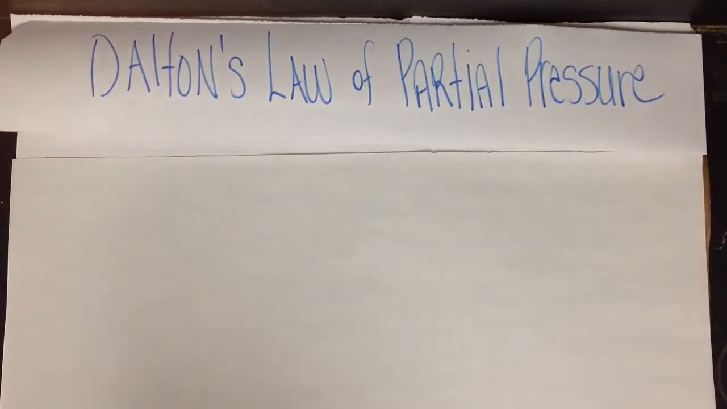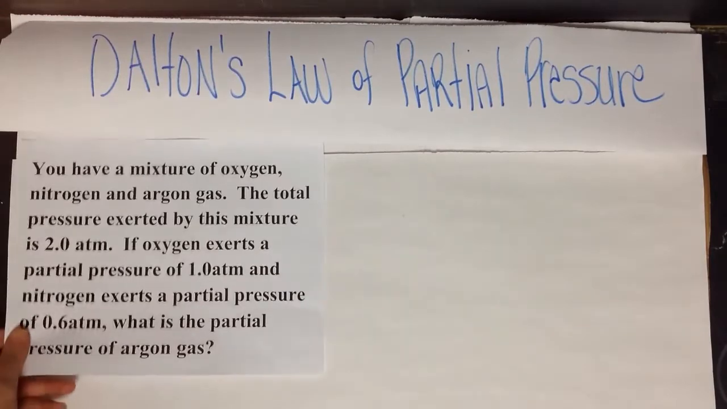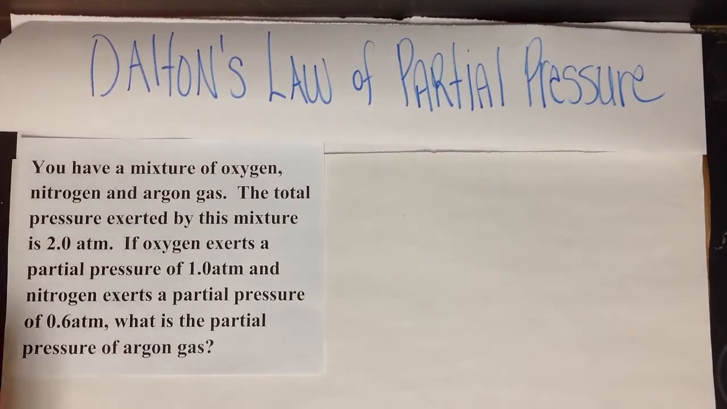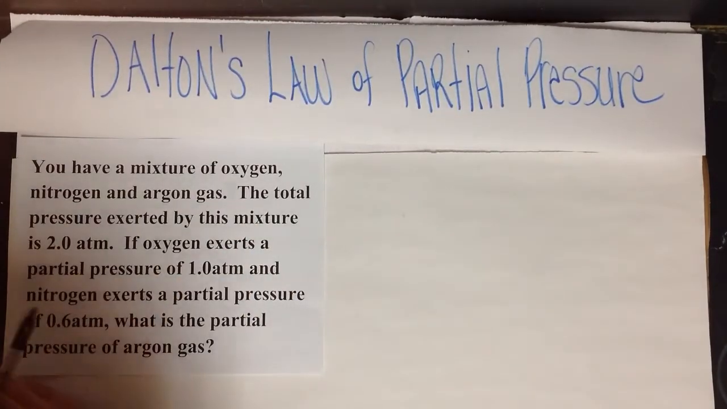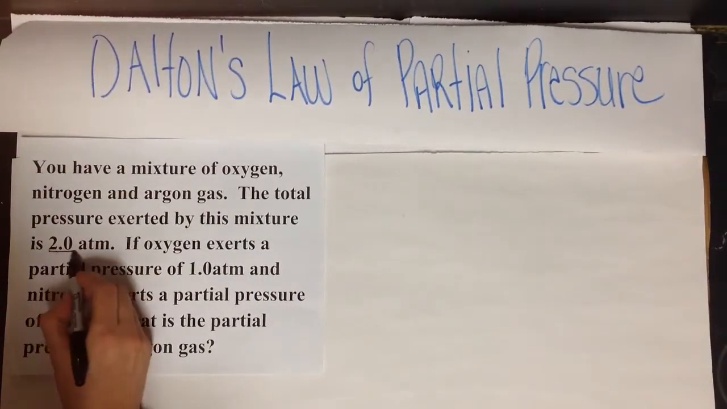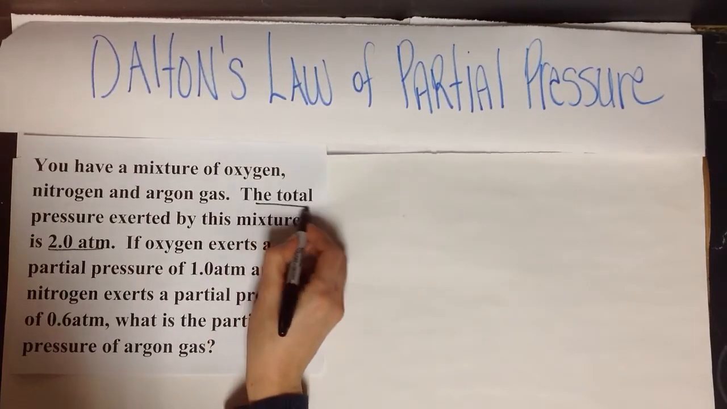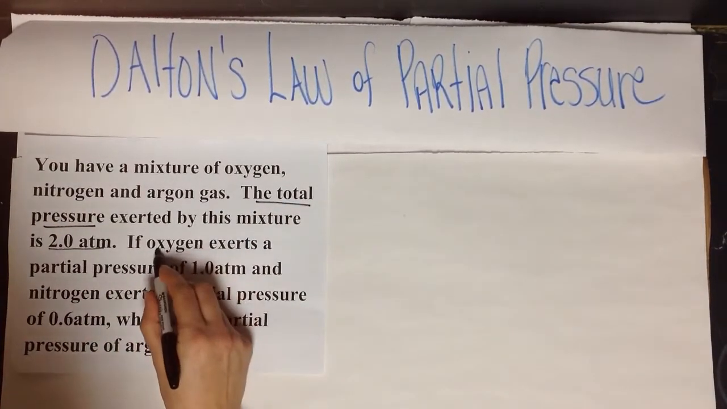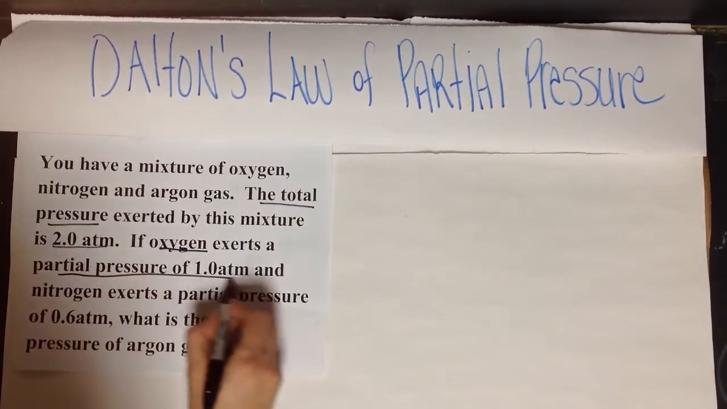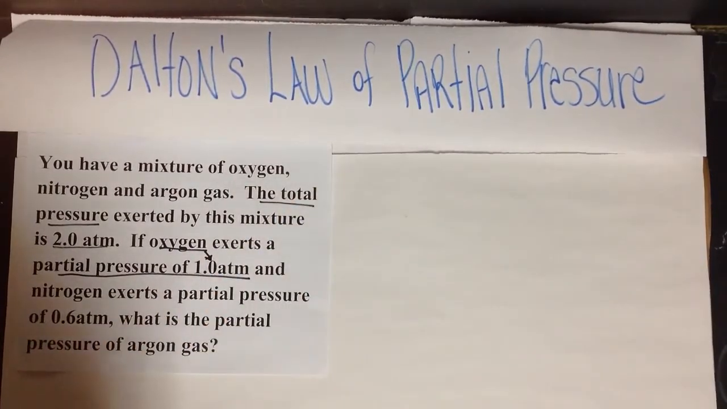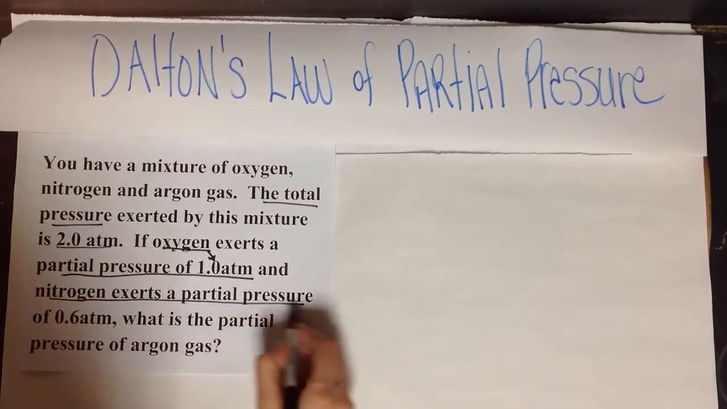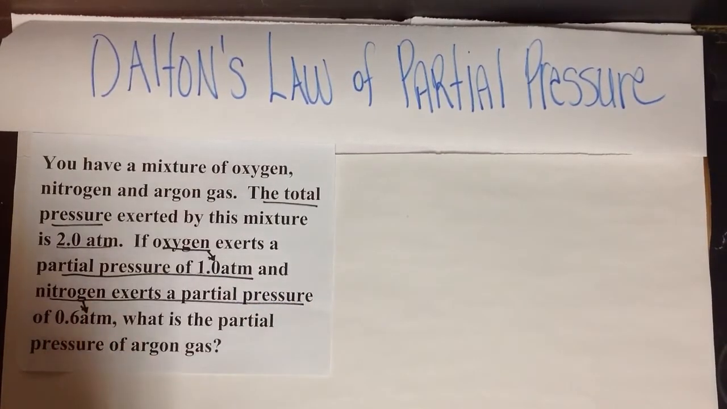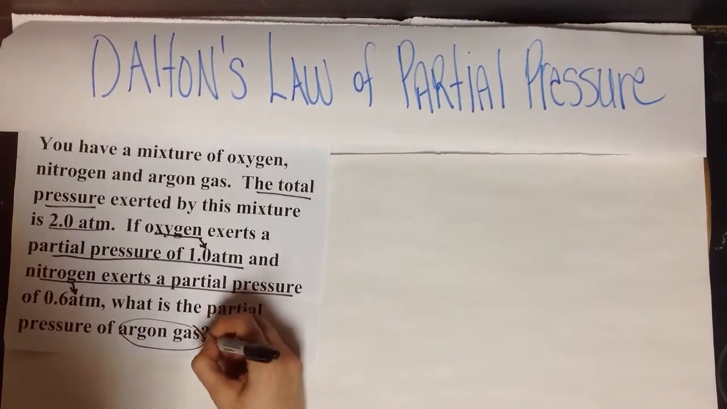Okay, let's take a look at a sample problem. You have a mixture of oxygen, nitrogen, and argon, very similar to the picture we looked at. The total pressure exerted by this mixture is 2.0 atm. That's the total pressure. If oxygen's partial pressure is 1 atm, and nitrogen exerts a partial pressure of 0.6 atm, what is the partial pressure of argon gas?